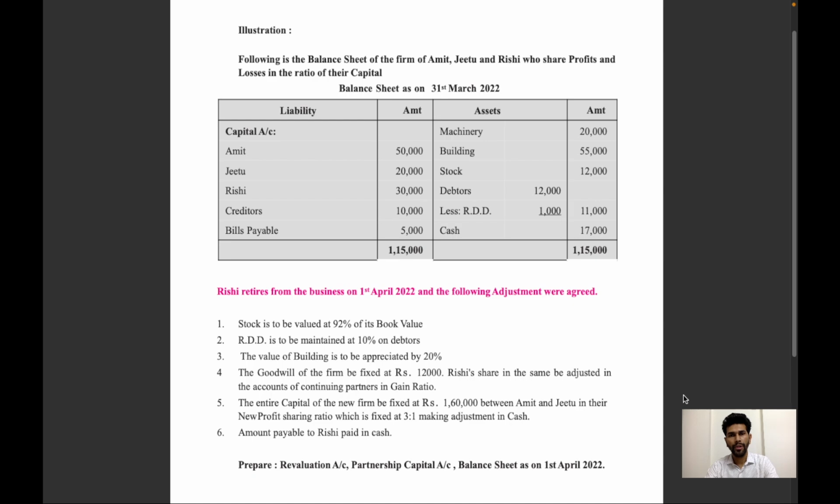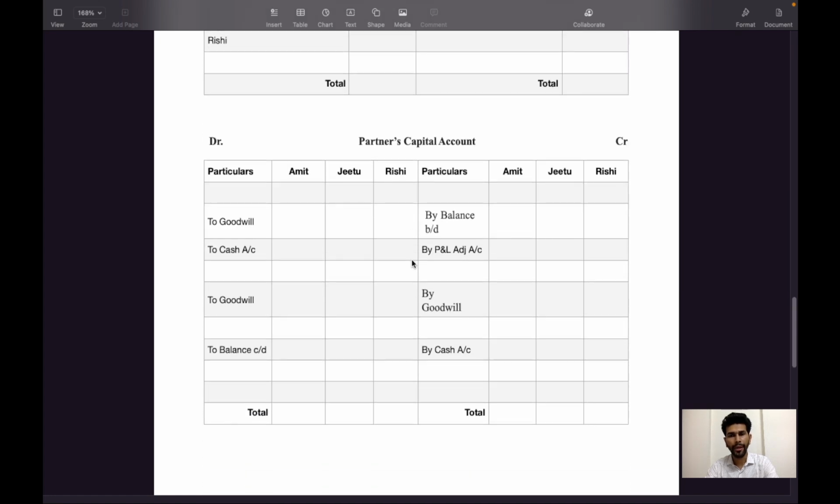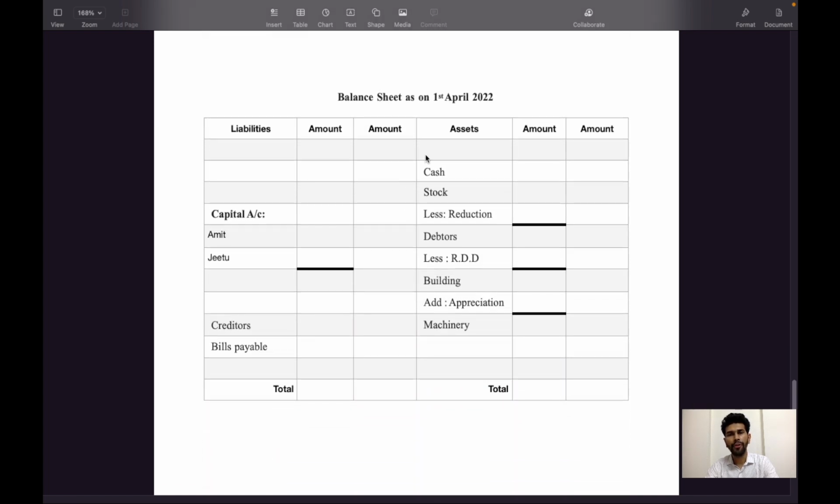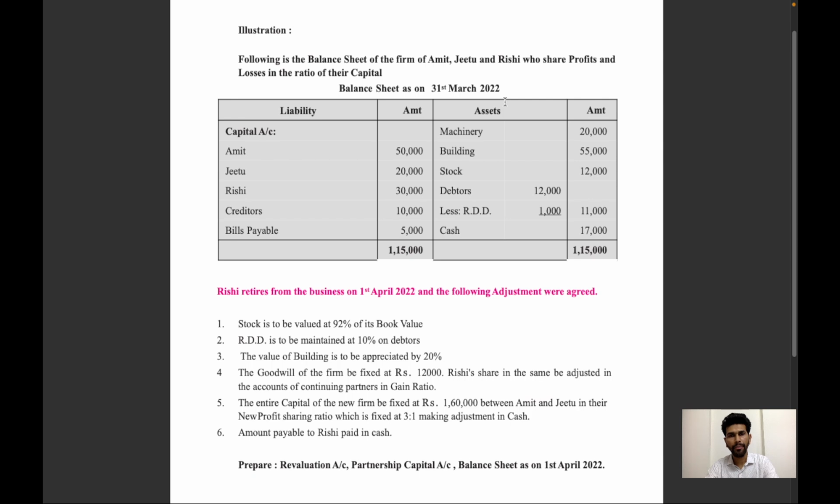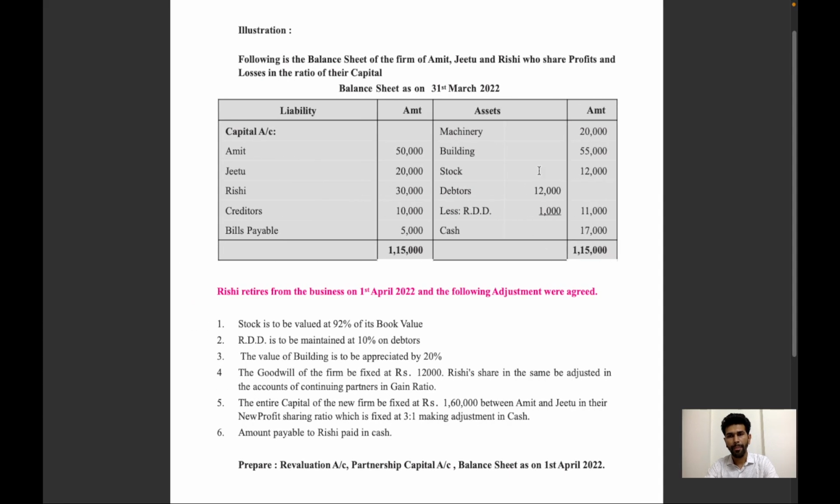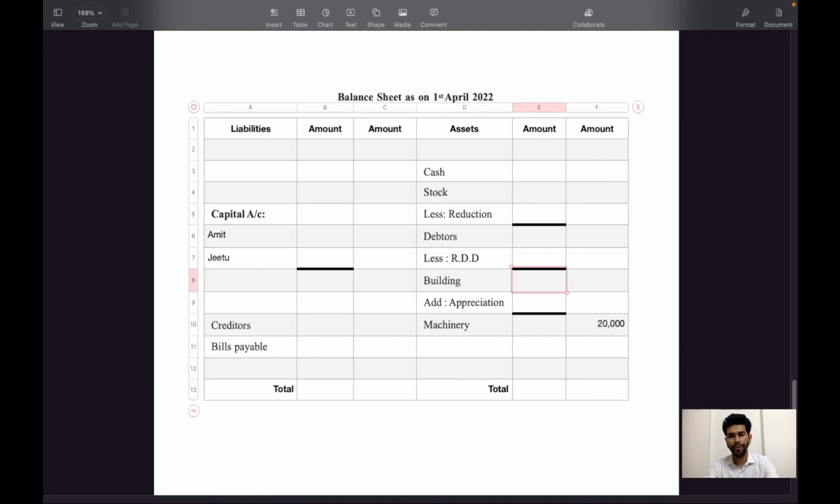So let's start with the solution. In the books of the firm, revaluation account, partners capital account, Amit, Jitu and Rishi, and balance sheet as on 1st April 2022 is prepared. We will start with the balance sheet. Asset side, machinery 20,000 rupees. Balance sheet assets. Building 55,000 rupees.